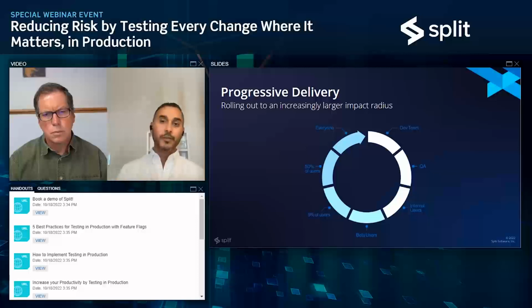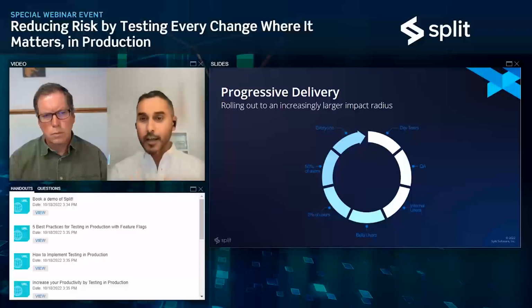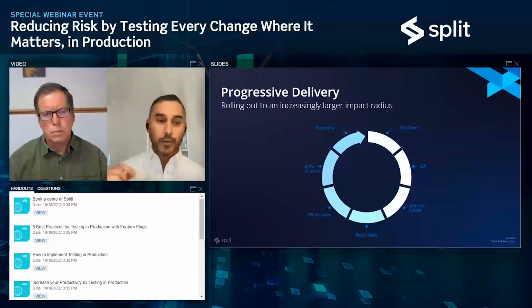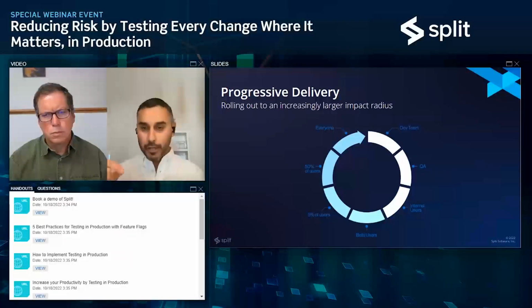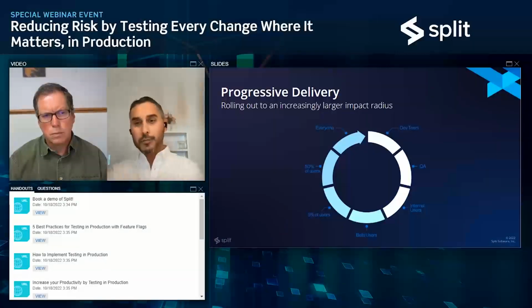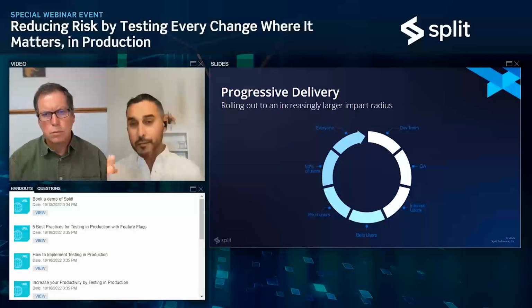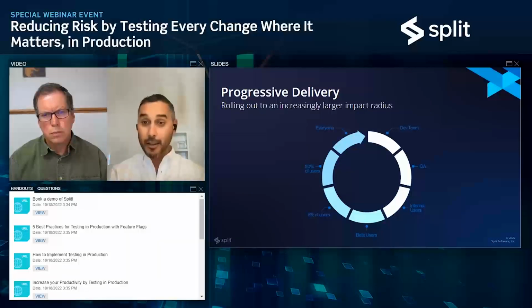It's rolling out to an increasingly larger impact radius. You start with just your dev team, right? And just the people who are working on this thing when you first put this in production to really understand, did it have the impact you expected? Is it working as you intended it to? You expand that potentially to your QA team so that your QA team can actually now deliberately test in production, run through their test scripts, and take a harder look at it in your real environment.